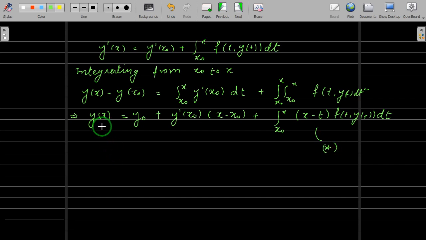Here you are almost done, but the problem is you don't know what y dash at x naught is. It's a constant, but you don't know what that constant is. So you need to get this constant value.